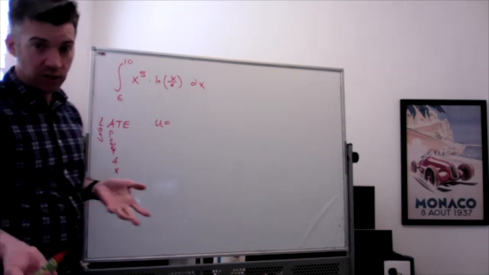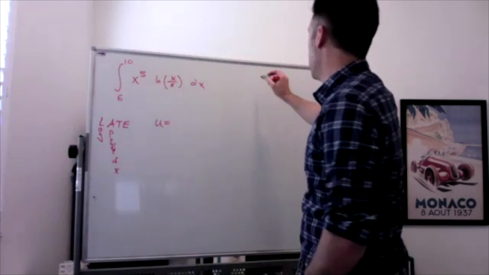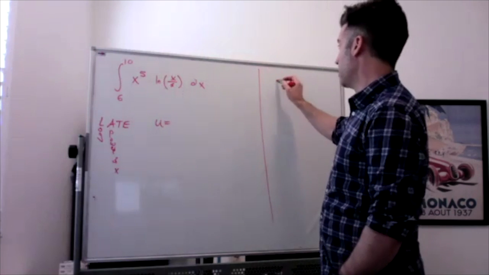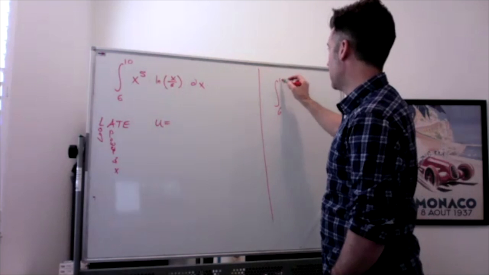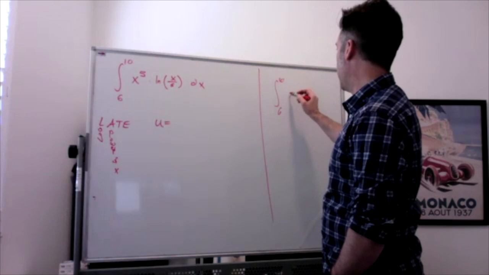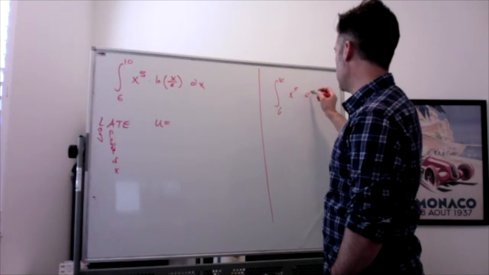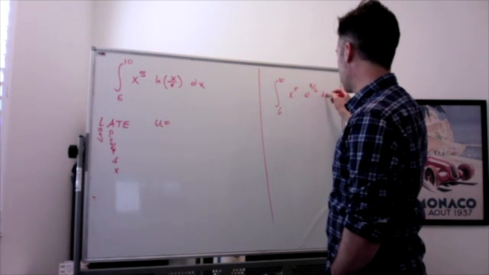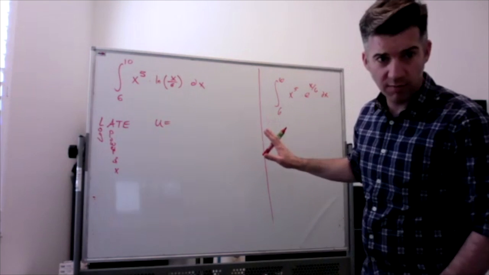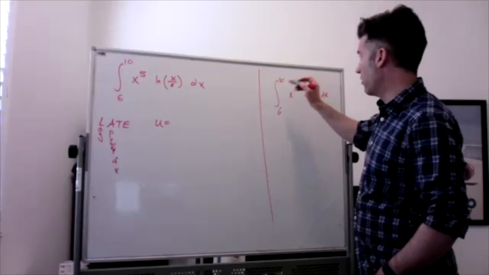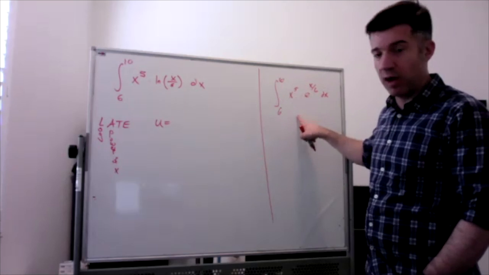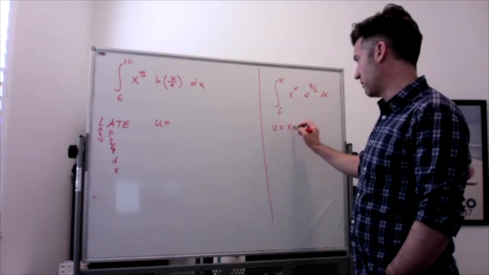I will mention, just as a contrast, if the problem was, say, the integral from 6 to 10 of x to the 5th times e to the x over 6 dx, which would be a terrible problem because you have to do integration by parts 5 times. Well, in fact, maybe we'll do this one in a minute here, but in this problem, you would definitely pick u equal to x to the 5th.